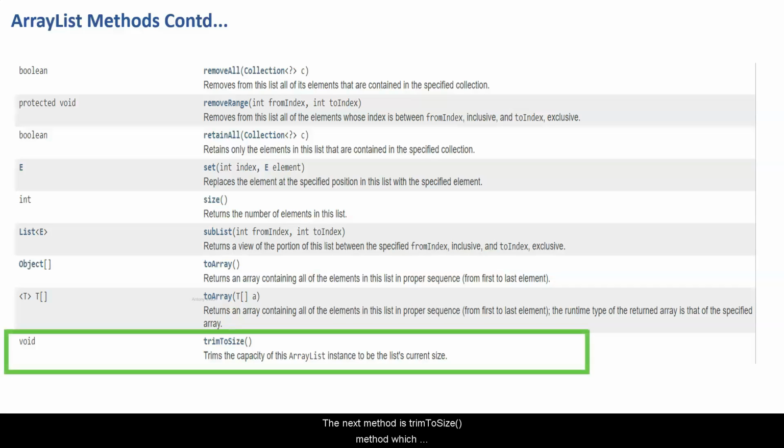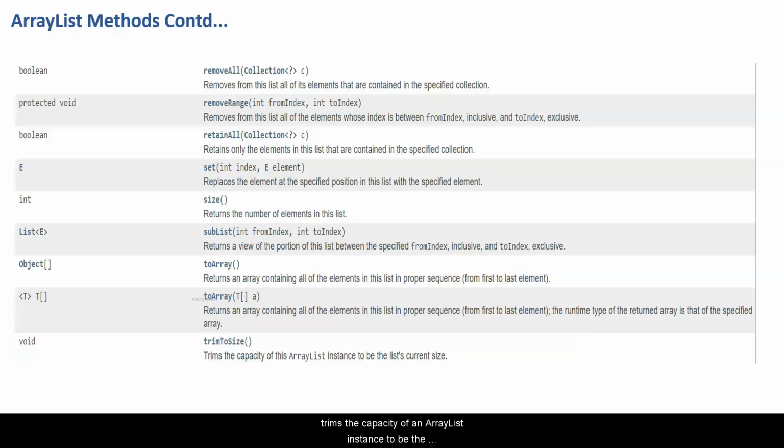The next method is trimToSize, which trims the capacity of the ArrayList instance to be the list's current size. As we discussed earlier, the ArrayList instance may contain extra cells which are not occupied while expansion. These extra or unused cells at the end of the array will be trimmed down using this method.